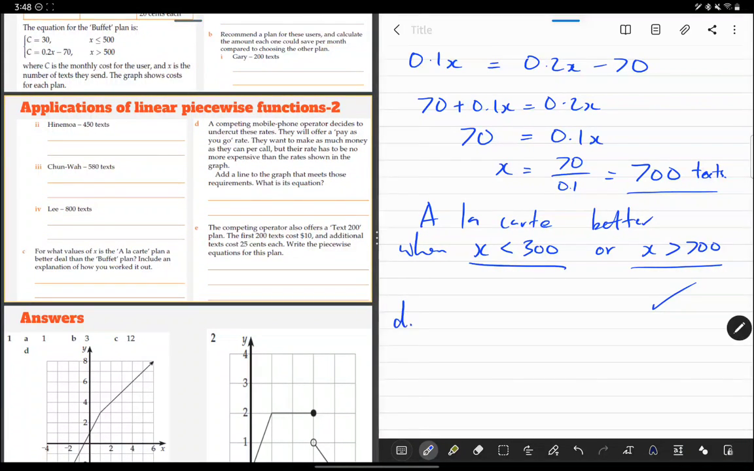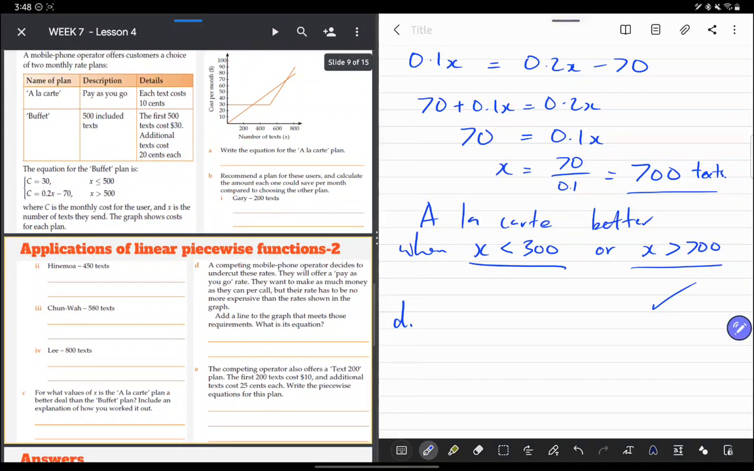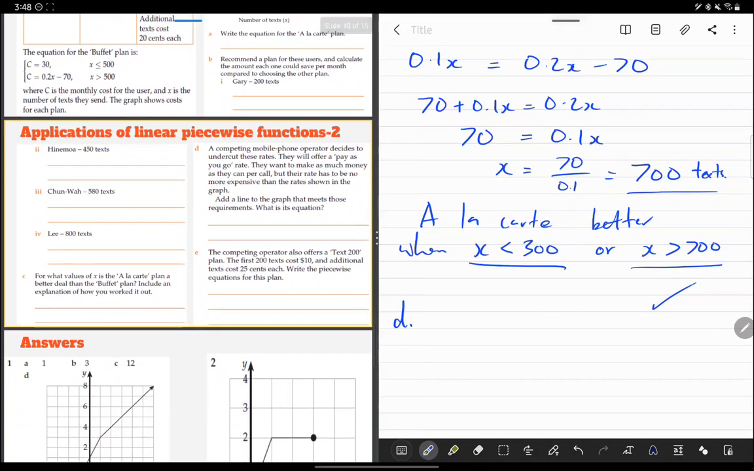Now, D, a competing mobile phone operator decides to undercut these rates. They will offer a pay-as-you-go rate. That's the same as the a la carte rate. If you look at it here, pay-as-you-go, that's the same as the a la carte. They want to make as much money as they can per call, but their rate has to be no more expensive than the rates shown in the graph. Add a line to the graph that meets those requirements.